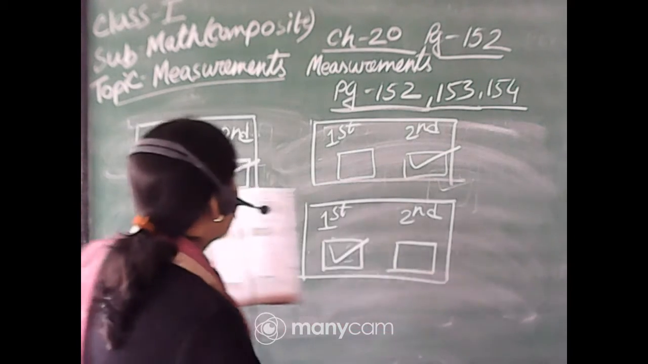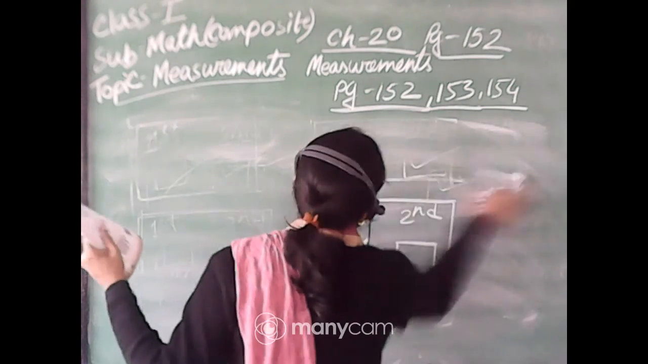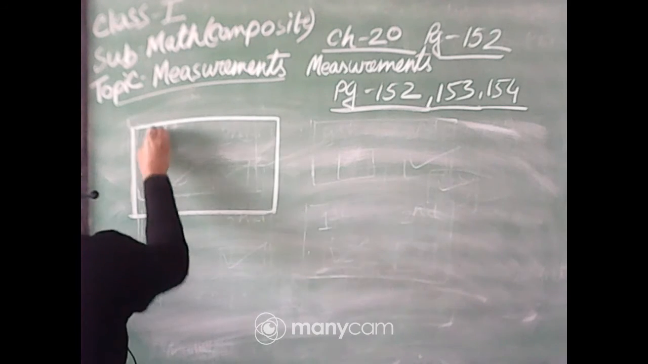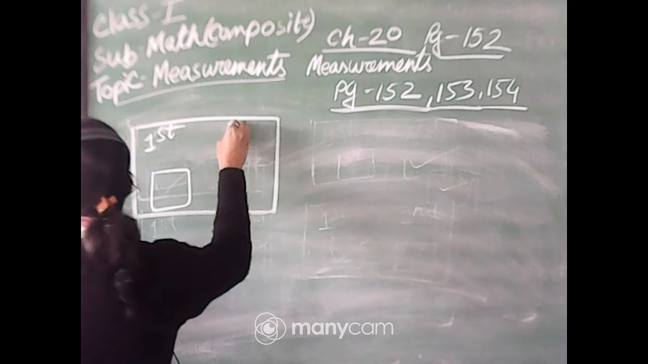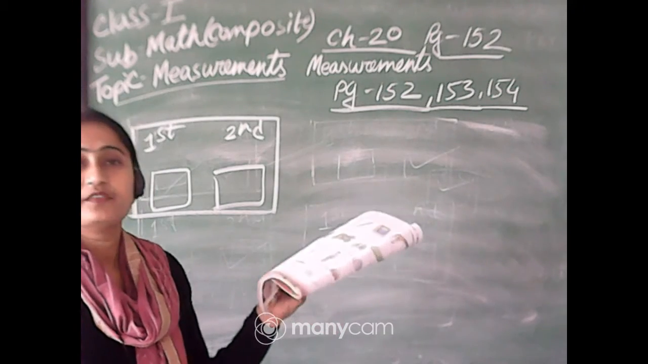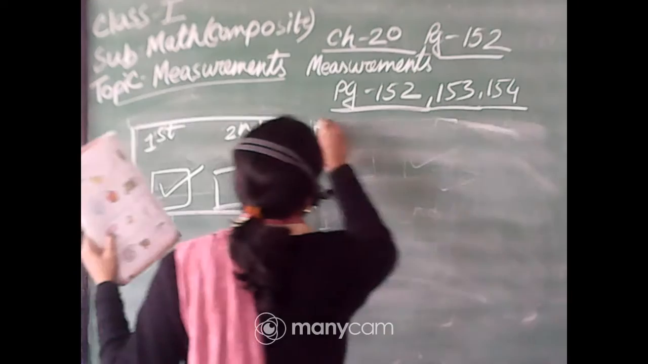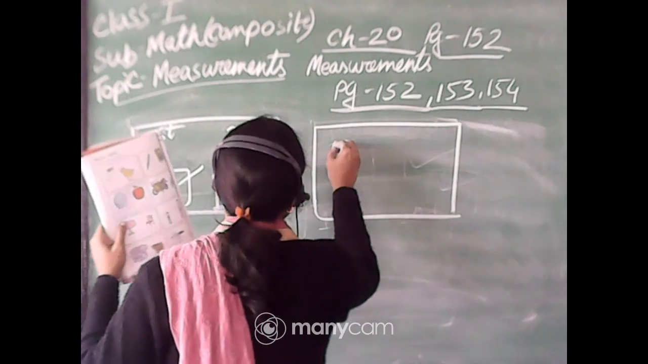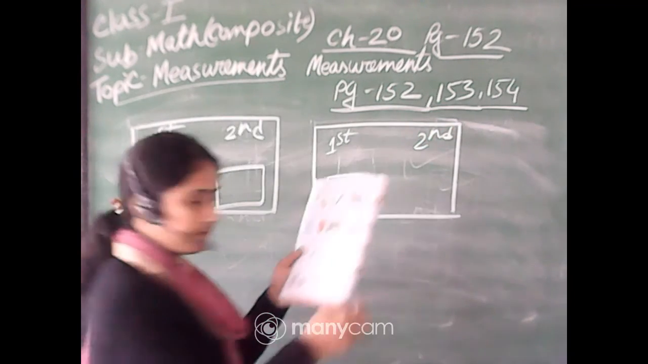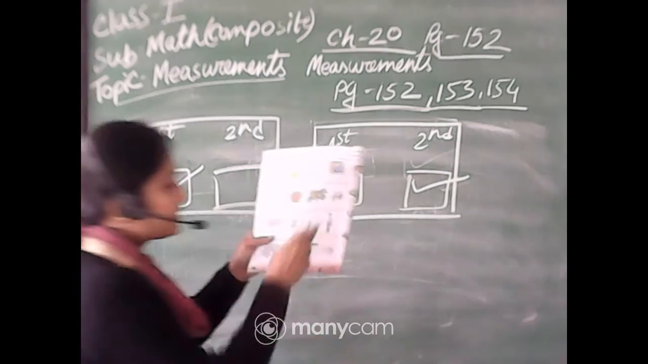Okay, completed. Now next part, table and chair. Here first picture is table and the second picture is chair. So which is heavier, chair or table? We all know table is heavier than chair. Now the boy and a man. First is boy and the second one is man. So who is heavier? Suppose this is a son and father. So who is heavier? Father. So please tick the second one.